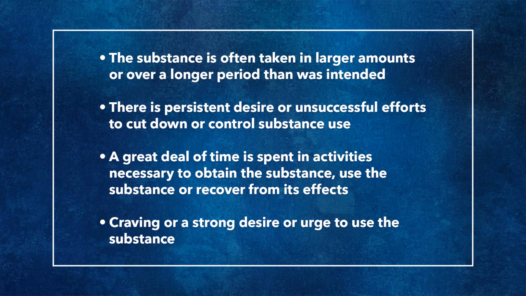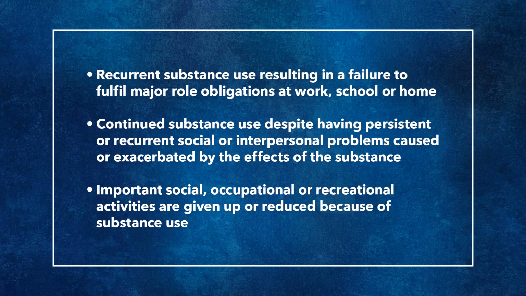Number three, a great deal of time is spent in activities necessary to obtain the substance, use the substance, or recover from its effects. Number four, craving or a strong desire or urge to use the substance. Number five, recurrent substance use resulting in a failure to fulfill major role obligations at work, school, or home. Number six, continued substance use despite having persistent or recurrent social or interpersonal problems caused or exacerbated by the effects of substance. Number seven, important social, occupational, or recreational activities are given up or reduced because of substance use.